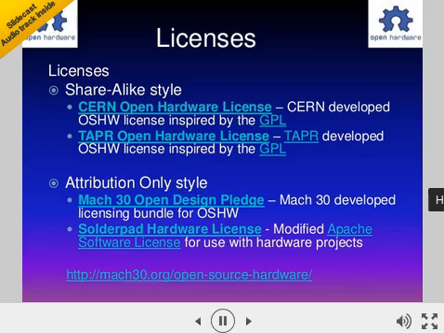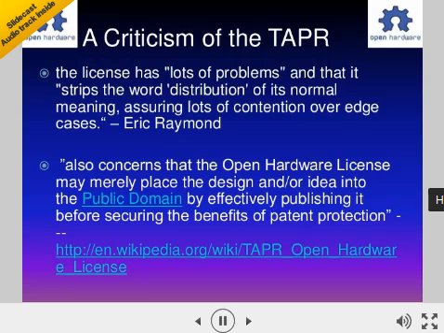So there seem to be some different directions in terms of that. And of course there are going to be issues, like for example in the TAPR, Eric Raymond, a famous open source guy, talks about issues with the TAPR. The license has lots of problems and it strips the word distribution of its normal meaning, assuring lots of contention over edge issues. Also concerns that an open hardware license may merely place the design and or idea into the public domain by effectively publishing it before securing the benefits of patent protection. So there's still that tension between protection before you publish the thing. I can't speak further on this, but it just points to somebody looking at potential issues in some of their licensing. There are other licenses. This is just one, a point of reference.